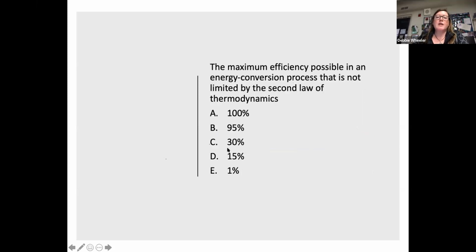Okay, I have another poll for you here. The maximum efficiency possible in an energy conversion process that is not limited by the second law of thermodynamics, okay, not limited by the second law, is going to be what? A, 100%, B, 95%, C, 30%, D, 15%, or E, 1%. And I don't think we're going to need a minute to answer this one, so I'll wait till we've had most of our respondents come in. Sounds good.